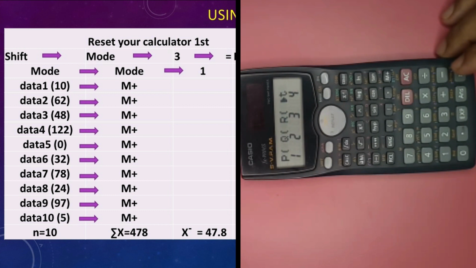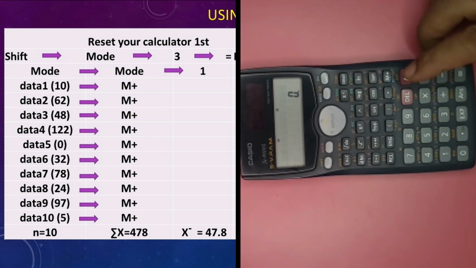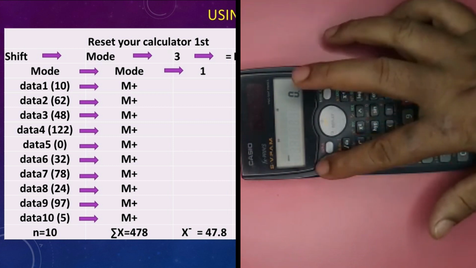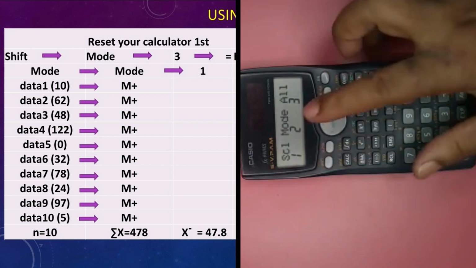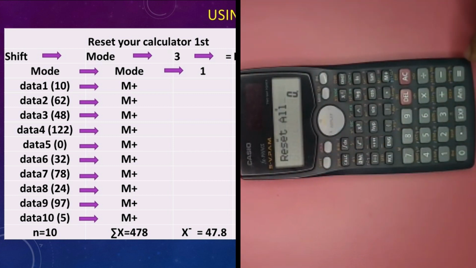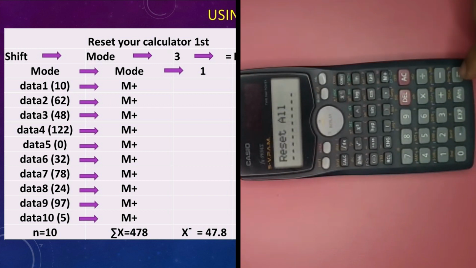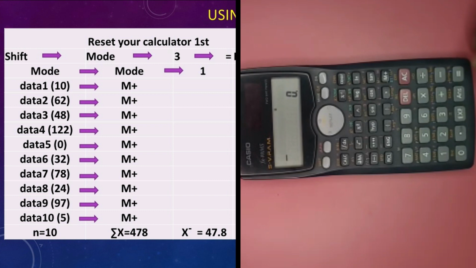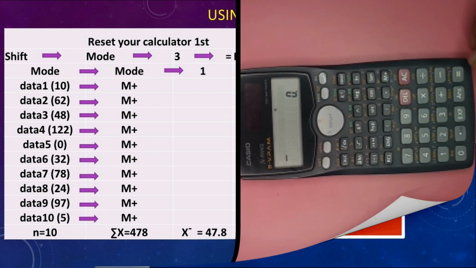statistical operations, and we can easily check this way. And after checking this data, we need to reset our calculator, then shift mode 3, reset all, then is equal to, then put again is equal to. In this way we can calculate and check the statistical output.